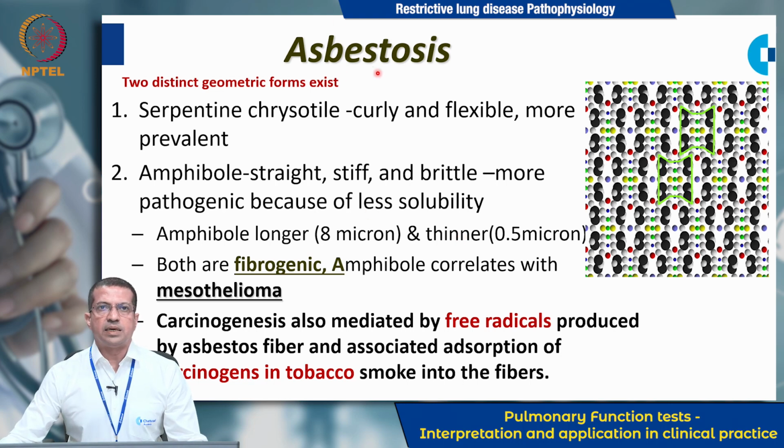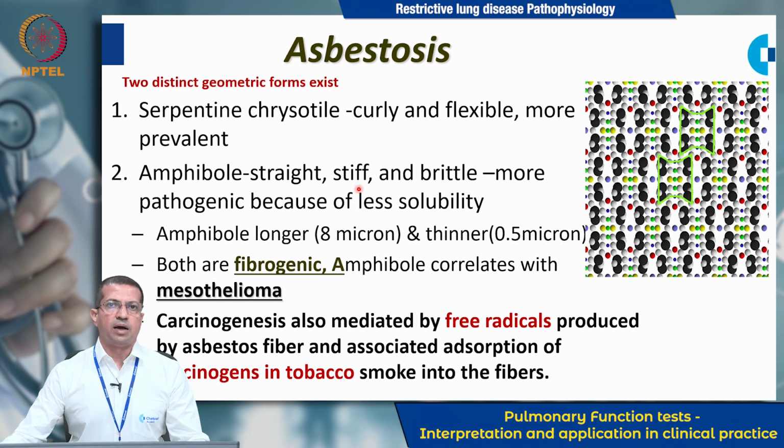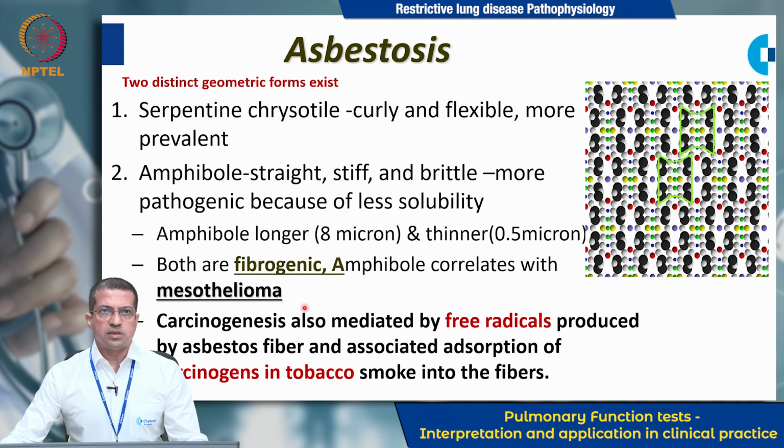Coming to asbestos particles, this is also of two types. Either it can be serpentine, which is flexible, whereas amphiboles are straight, stiff and brittle. This is more fibrogenic. As well, asbestos fibers have the characteristic of free radical generation, so they will affect the cells nearby and can also lead to cancers. People who inhale asbestos will end up with lung cancers, pleural cancers like mesotheliomas, and sometimes if it goes to the colon, it will cause colorectal cancers.